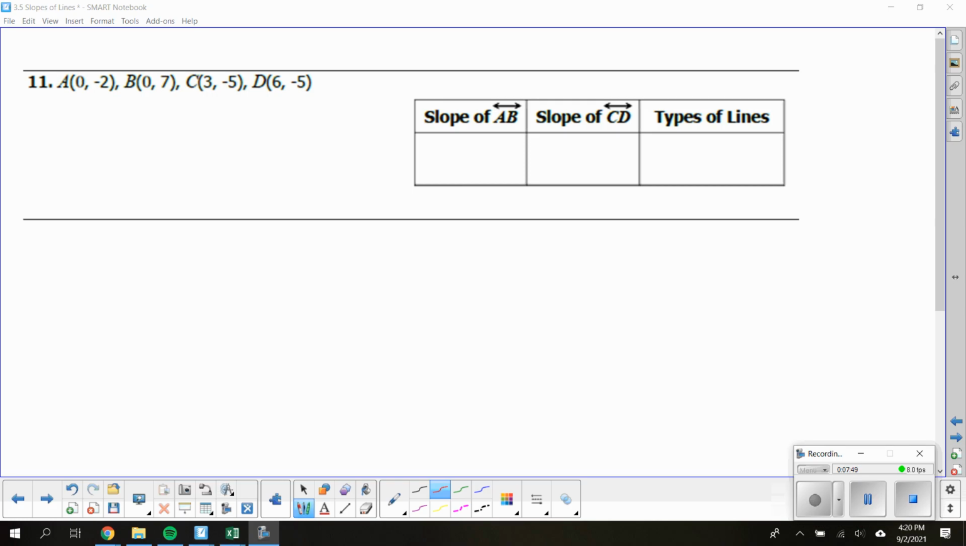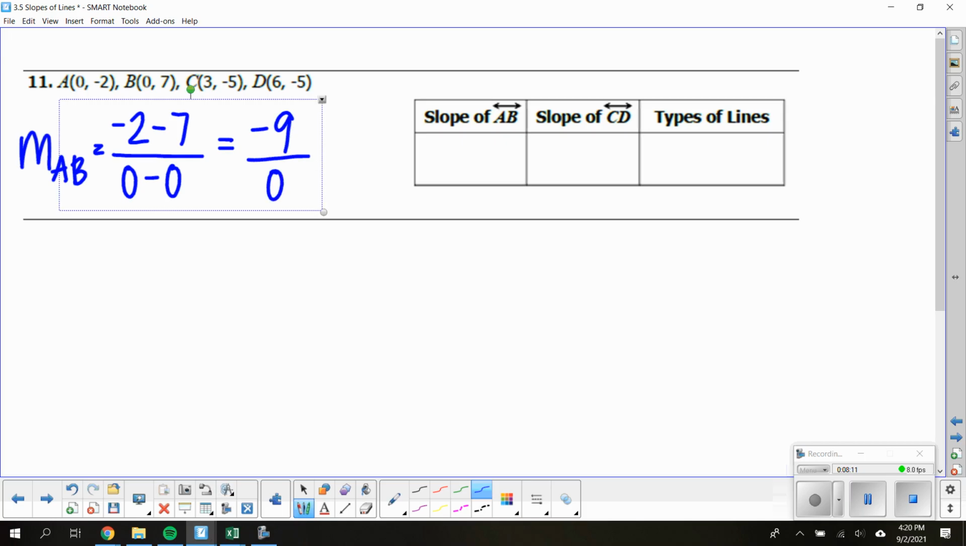Okay, let's look at some special cases. So if I do the slope of AB here, starting with A, my y value is negative 2, minus my y value from B is 7, over, starting with x in A is 0, minus x in B is 0. Negative 2 minus 7 is negative 9, over 0. Okay, negative 9 over 0. You type it into your calculator, you get an error. You cannot divide by 0. So in this case, you get an undefined slope, which remember, that goes with a vertical line.